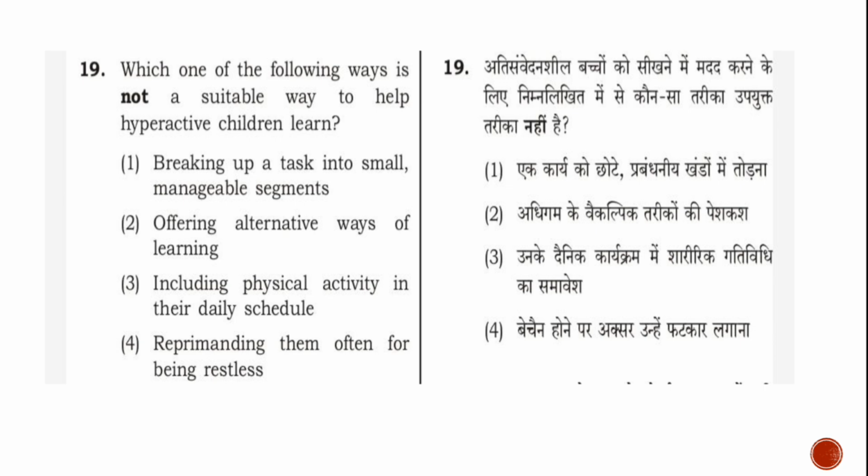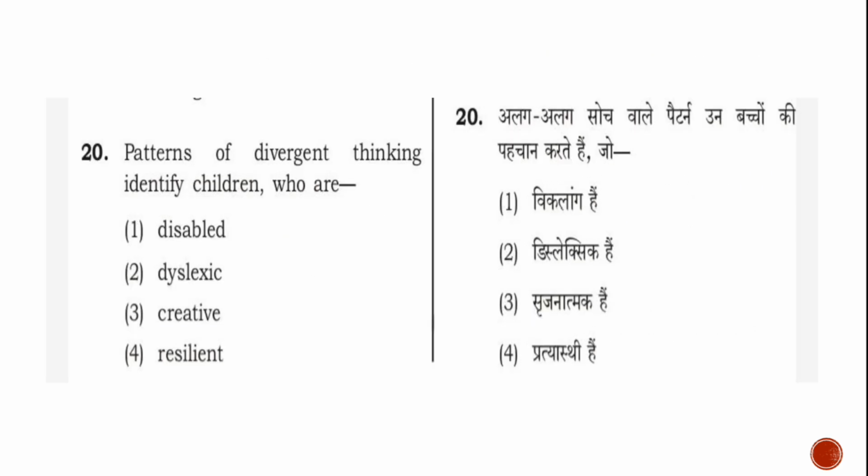Which one of the following ways is not a suitable way to help hyperactive children learn? Answer. Reprimanding them often for being restless. Patterns of divergent thinking identify children who are.